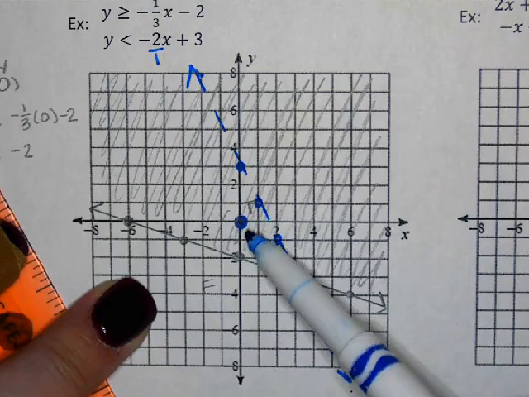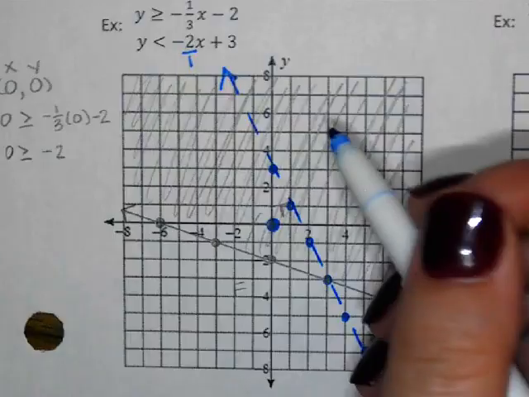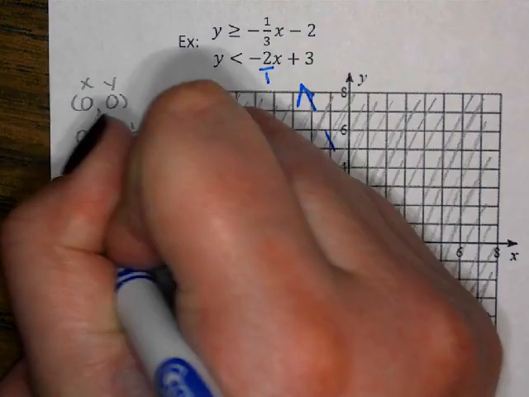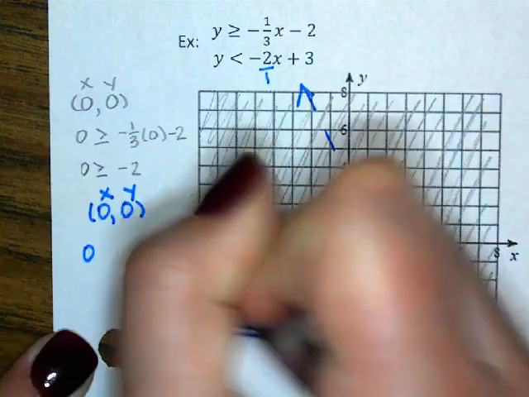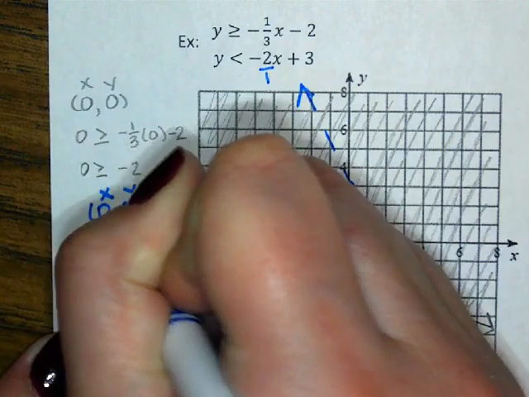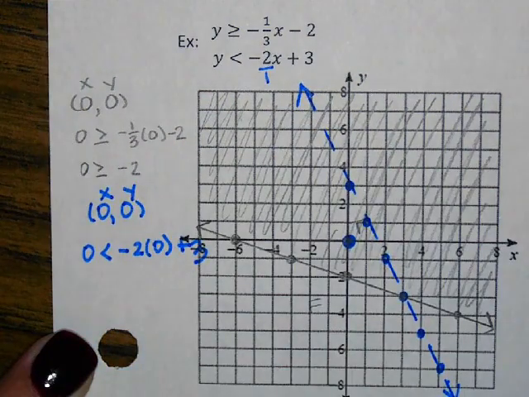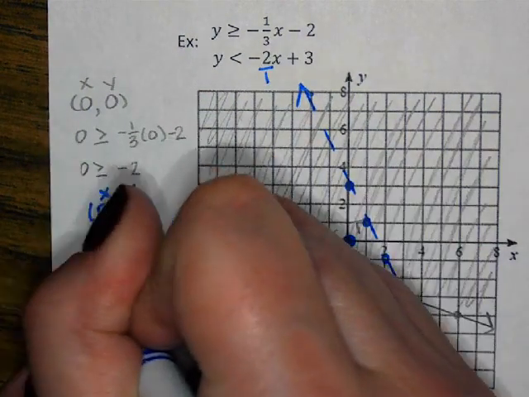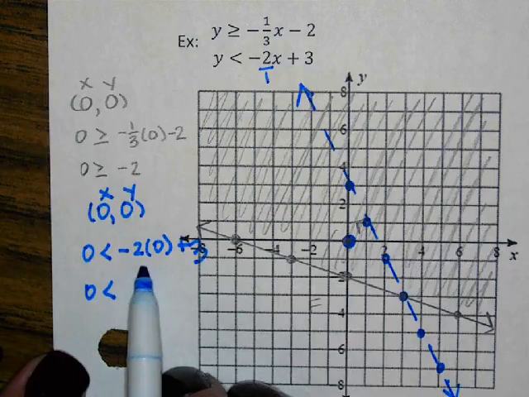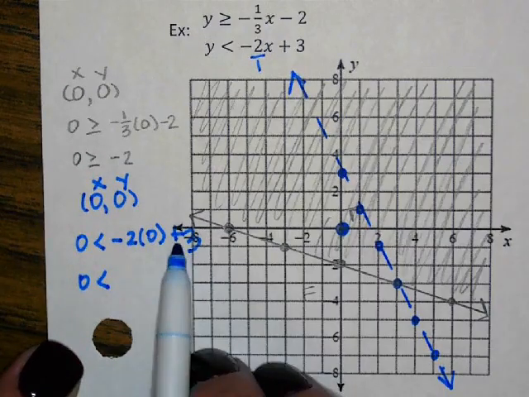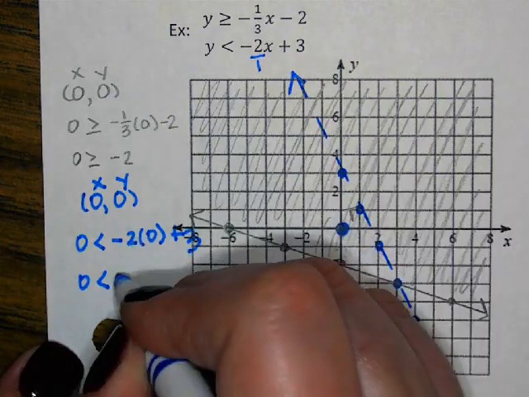So this time 0, 0 is on the left side of the line, and then we're comparing that to the right side of the line. So I'm going to use 0 for x and 0 for y. So we've got 0 is less than negative 2 times 0 plus 3. So 0 is less than, anything times 0 is 0. This says plus 3 on the end, yeah. So that's 0 plus 3, which is just 3.